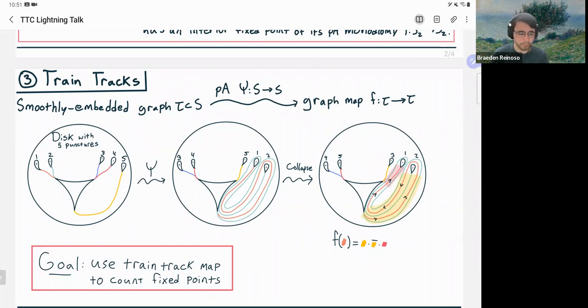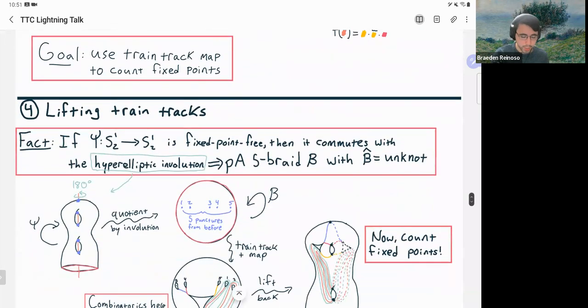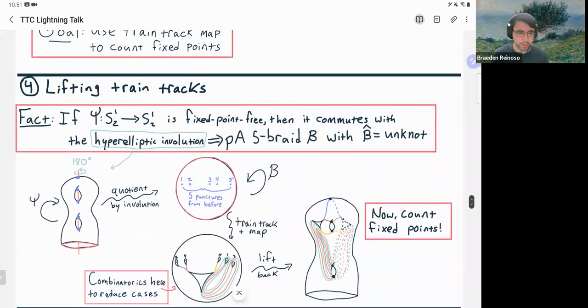This is called a train track map, and our goal is to use these train track maps to count fixed points of the underlying pseudo-Anosov. Train track maps are pretty good at counting fixed points, but the issue is that there's a lot of them to look at. So the problem becomes a really big combinatorial mess unless you're careful. So we need a couple tricks.